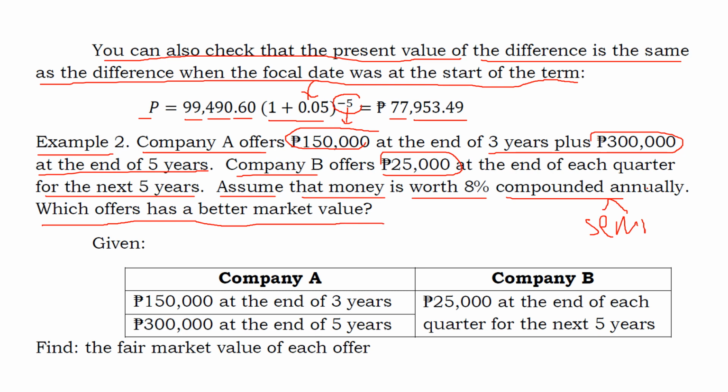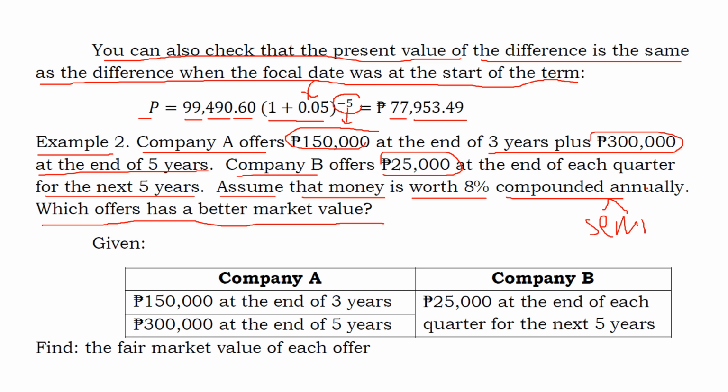Again, there's a typographical error here. It is compounded semi-annually, meaning there are 2 sets of 6 months every year. So we just simply divide the interest rate by 2. If we're asked to find the conversion period, we just multiply the number of years by the number of sets of 6 months in a year, so we can get the number of conversion periods.